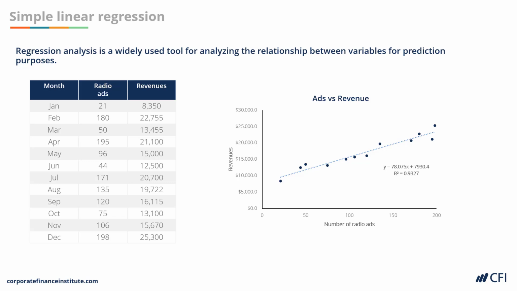And as you can see, these dots are all plotted fairly close to the line. That means there's a strong correlation between the number of ads that are played on the radio and the revenue that this company generates. Let's jump into Excel now and build this together.